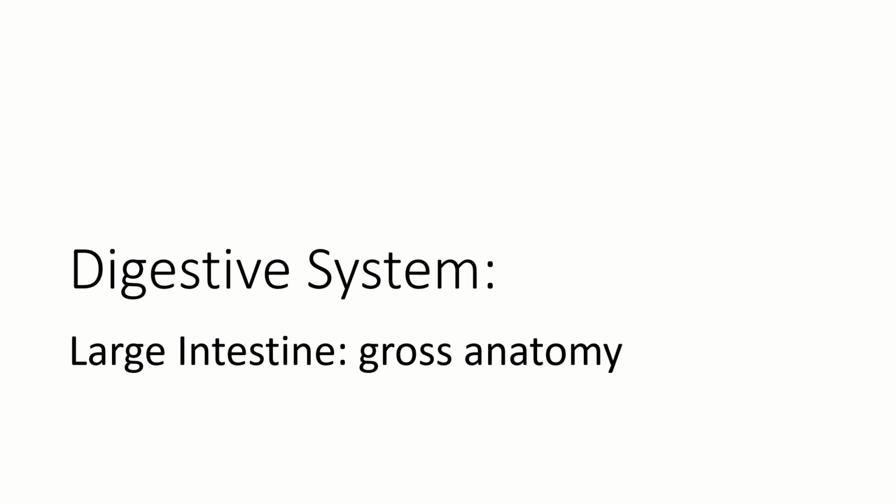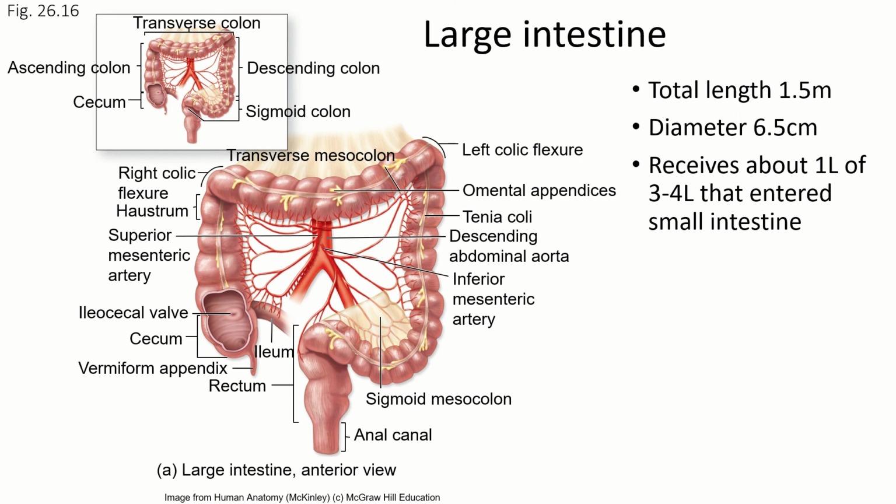All right, let's talk about the gross anatomy of the large intestine. Now, the large intestine is actually shorter than the small intestine, but it's larger across in diameter. So that is why it is called the large intestine, not because it's longer, but because it's wider.